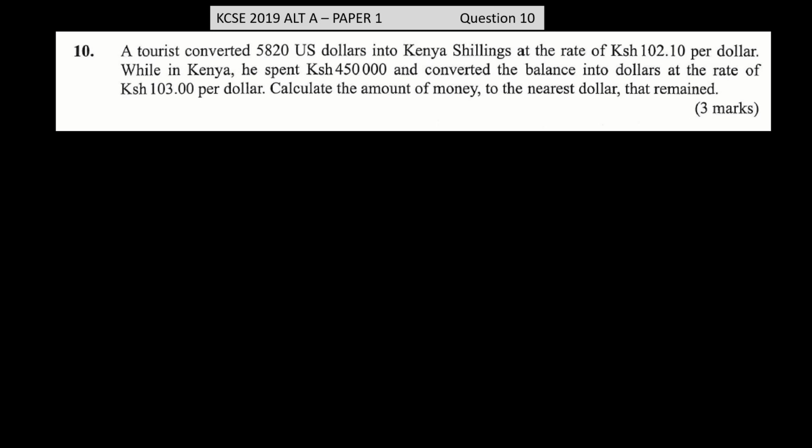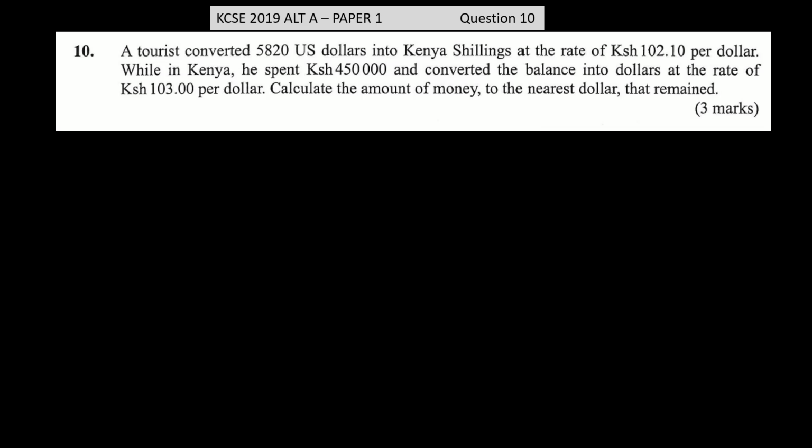This is question 10 of the KCSE 2019 Mathematics Alternative A, paper 1. The question states, a tourist converted 5,820 US dollars into Kenya shillings at the rate of 102.10 shillings per dollar. While in Kenya, he spent 450,000 shillings and converted the balance into dollars at the rate of 103.00 shillings per dollar. Calculate the amount of money to the nearest dollar that remained. And the question carries 3 marks. For this type of question, you have to go one step at a time, one after the other.